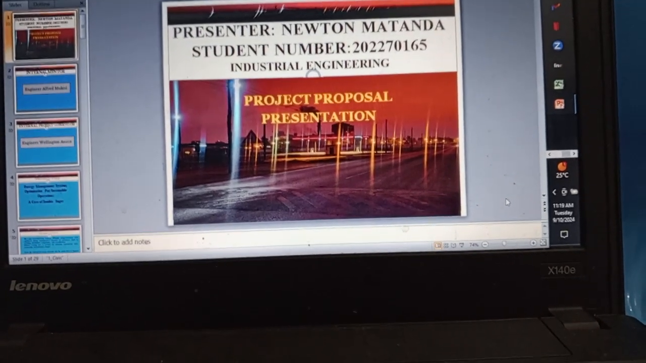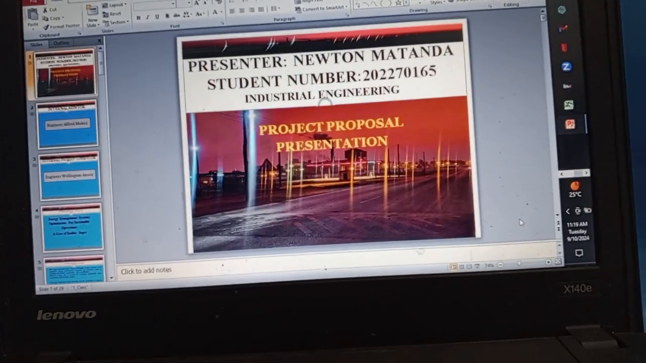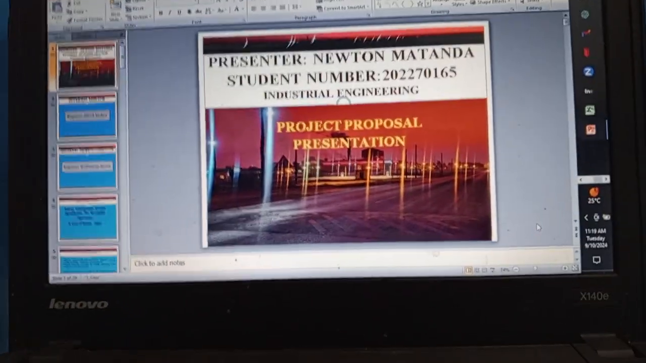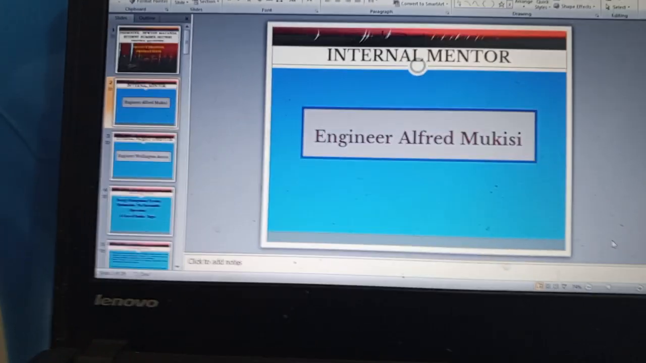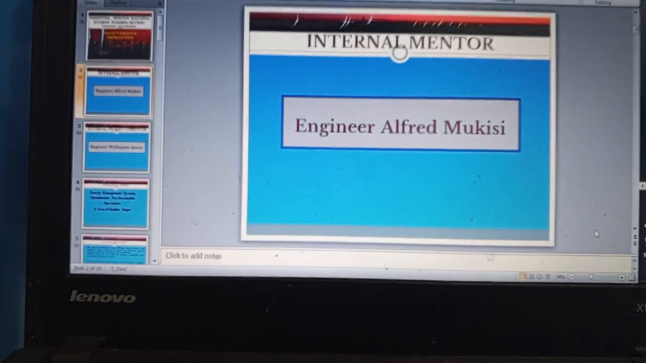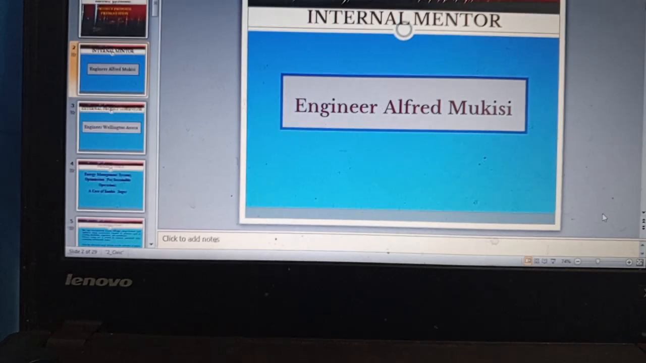Those are my names. Matanda Newton are my names, and that's my student number. In this project, I'm carrying it out at Zambia Sugar.